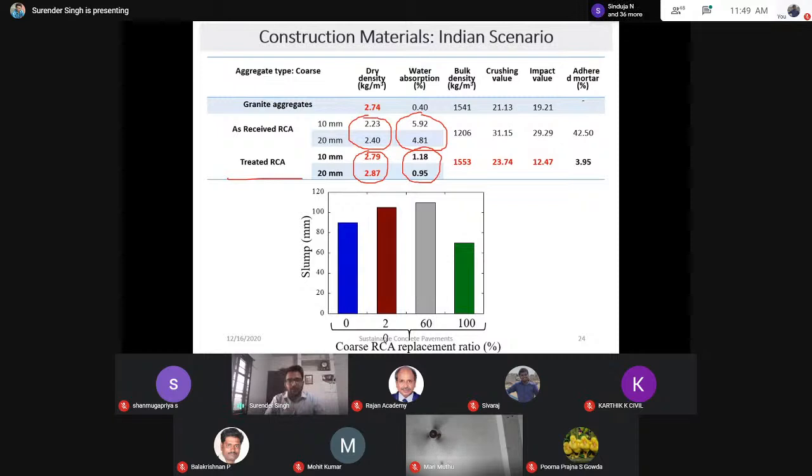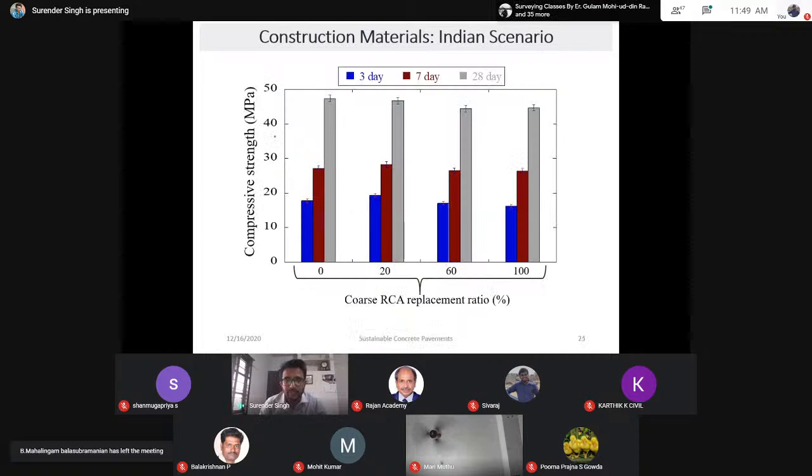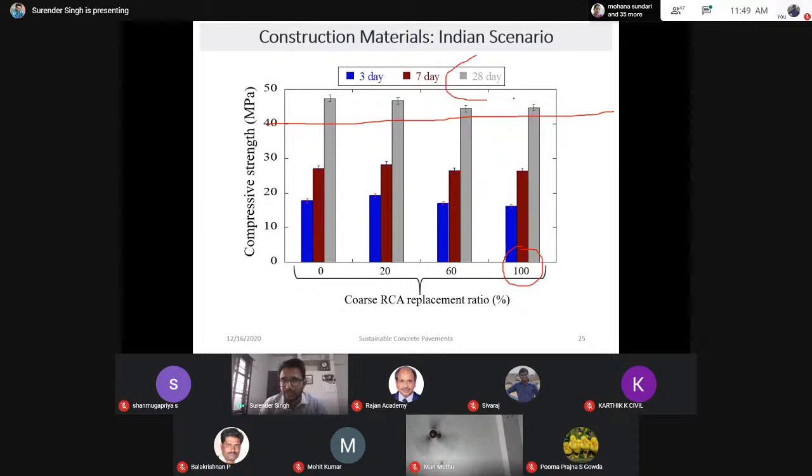Now the properties are good enough, so we looked at how it would affect my concrete properties. The first concrete property was slump. We replaced aggregates in proportions of 20%, 60% and 100%. We also did 80%. What we found is that the slump value was near about the same for all the proportions. If I talk about the compressive strength, what is the compressive strength required for concrete pavement? 40 MPa. And we can see a replacement of 100% yields around 40 MPa strength at 28 days of curing. That means I can replace 100% of natural aggregates by the recycled aggregates if I use this technology.